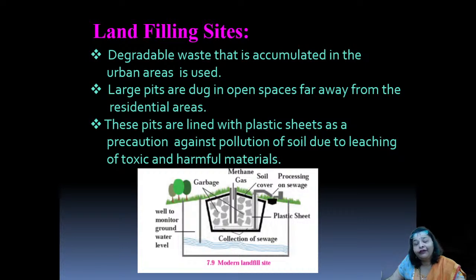So let us see if at all this waste goes to the dumping sites. So let us talk about the dumping sites, or we call it land filling sites. Now, what are the land filling sites? What exactly and how they are built? Let us just have a look in brief and how they are going to help in disposal of waste. Land filling sites. The degradable waste that is accumulated in the urban areas is used to fill up these places. What are land filling sites actually? They are large pits that are dug in open spaces far away from the residential areas.